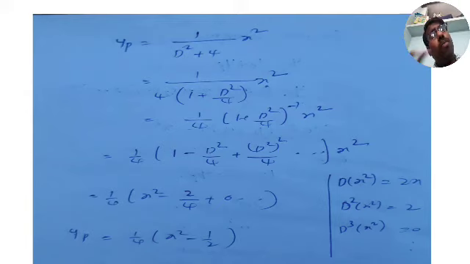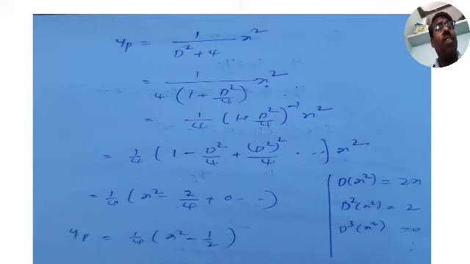First of all, take the least power of d common. Here the least power of d is 4. Taking it common, it is of the form 1 plus d square by 4 all power of minus 1, which means 1 plus d all power of minus 1. Apply the formula. Now d of x square is 2x, the derivative of x square. D square of x square is 2, and from d cube onwards it is 0. So in place of d put 2x, in place of d square put 2, and from d cube onwards 0. Now substitute, and you get the answer.